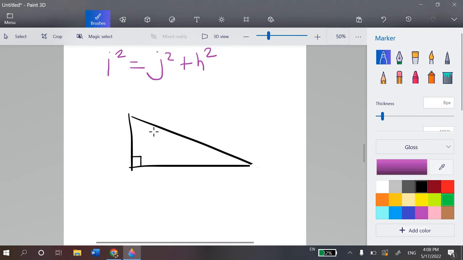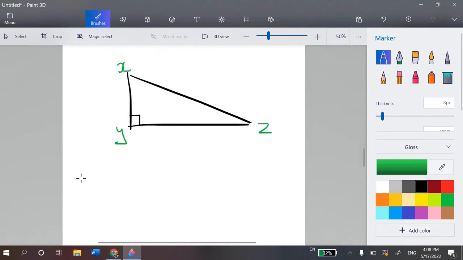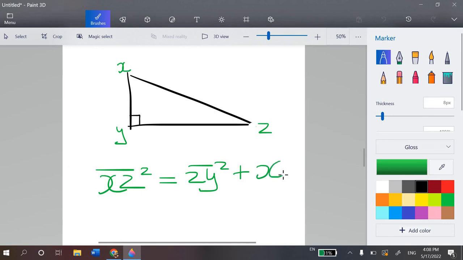Anti-degree angle. Let's call the corners X, Y, Z. Again, first thing, find the hypotenuse. Opposite 90 degrees, or you can look at the longest side here. So what do we say? XZ to the power of 2 is equal to ZY to the power of 2 plus XY to the power of 2.